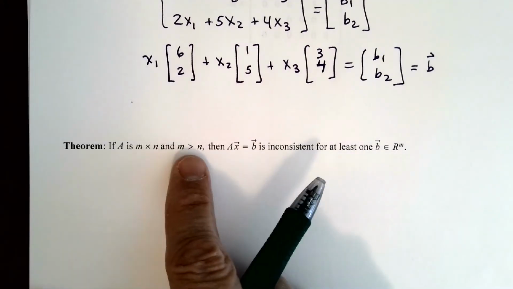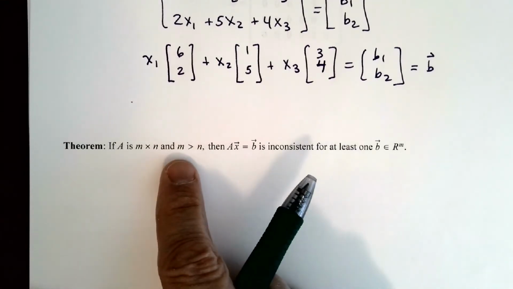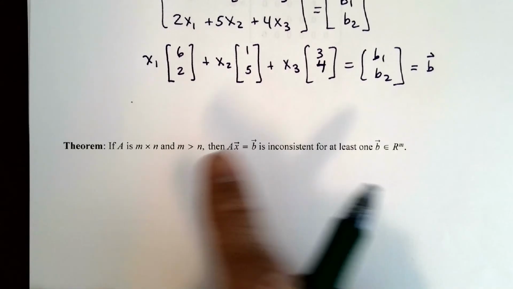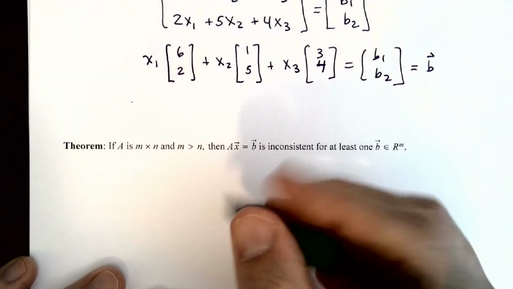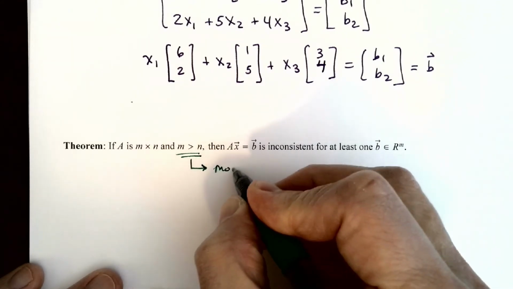So if m is greater than n, here we have a system of linear equations. And what is it? m is the number of equations, n is the number of unknowns. So if m is greater than n, then we're saying we have more equations than unknowns.